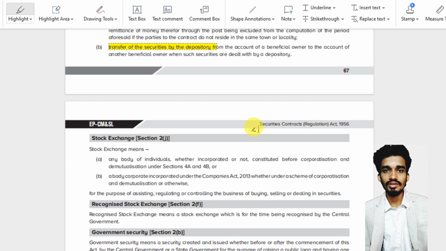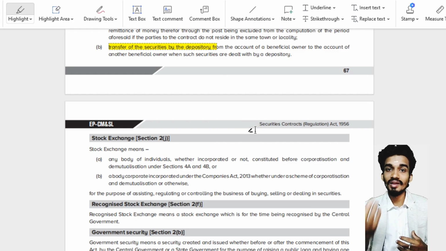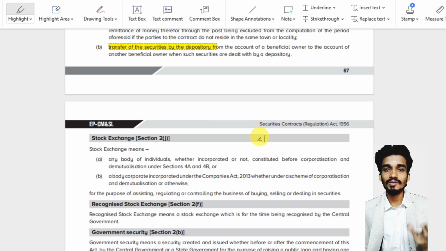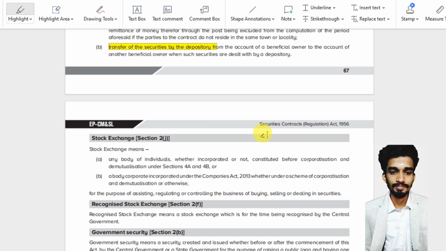Okay, a depository is a place where the securities are being held by your stockbrokers. That is your depository. Famous depositories are NSDL and CDSL. This is the place where your securities are being held.